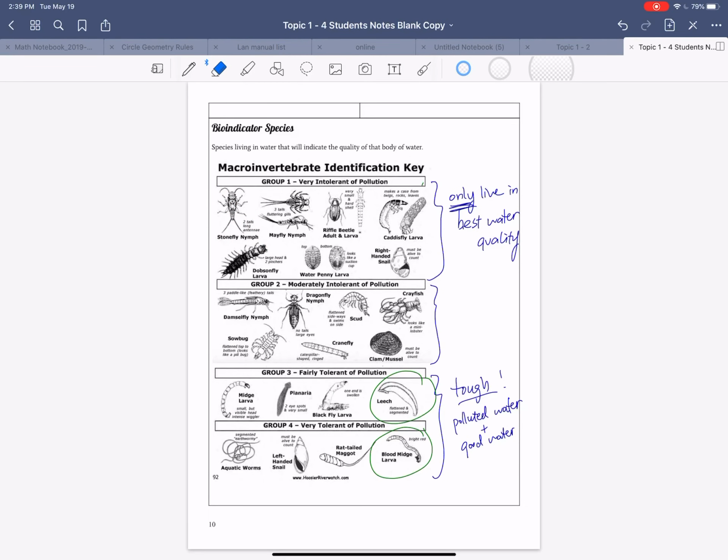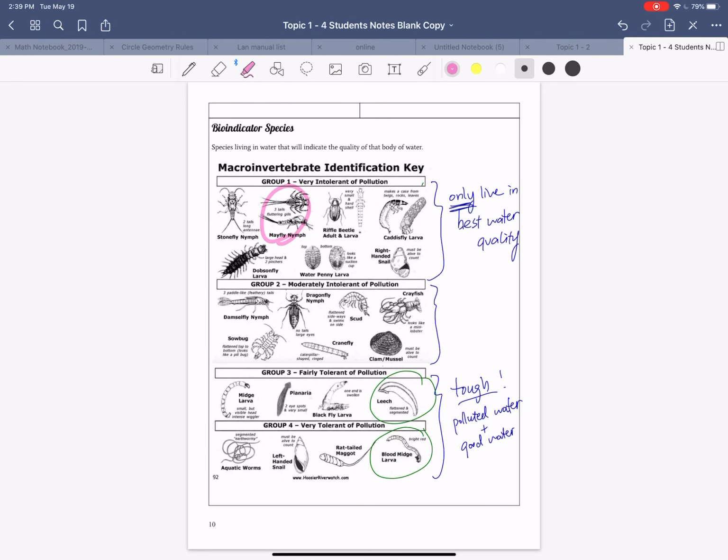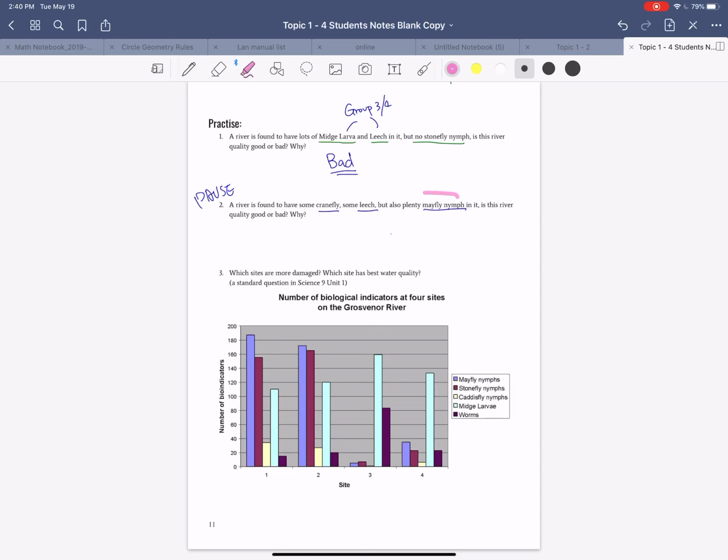So it says leech, cranefly, mayfly. There's mayfly, leech, cranefly. Where is it? Cranefly, cranefly, cranefly. Oh, I can't find it. But anyways, okay, you know what? It's fine. Because we already know that we have mayfly in it. If we have plenty of mayfly in it, that means this guy is really, really intolerant of pollutants. So that means it can only live in clean water. If that is found, that means the water is clean.